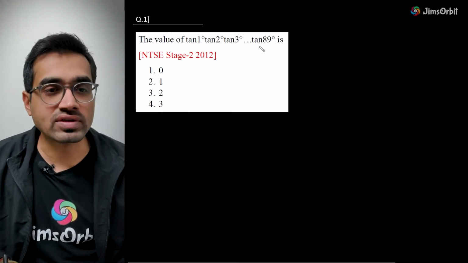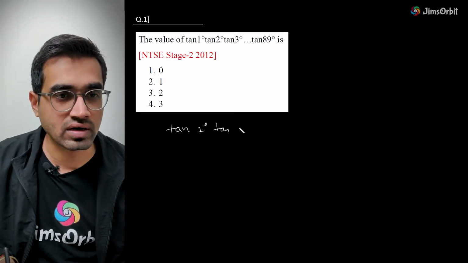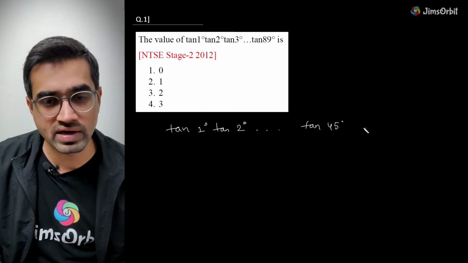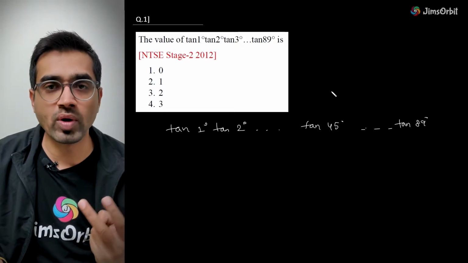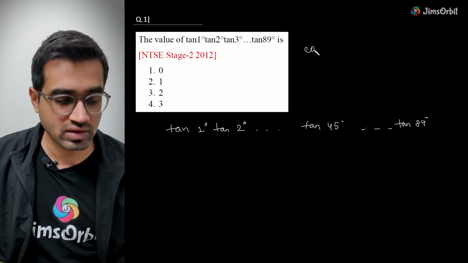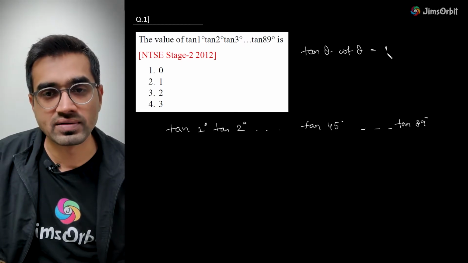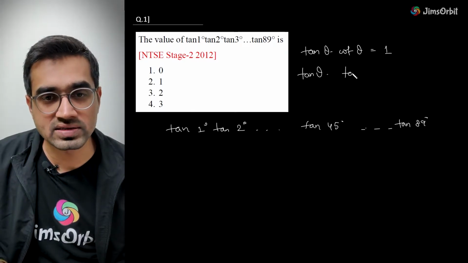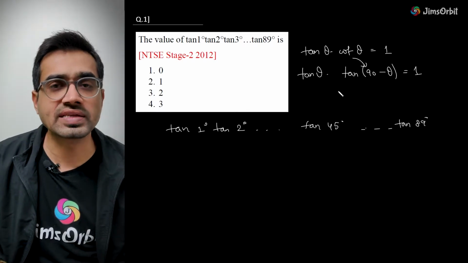So the value of this. This is a very simple question, and I think most of you have already done this question in the R.D. Sharma book and so on. To solve this question, you will get this kind of situation where they are all multiplying, but there are two properties to be used. The one is that tan of theta times cot of theta is 1, and the complementary pair: cot theta is tan of 90 minus theta.